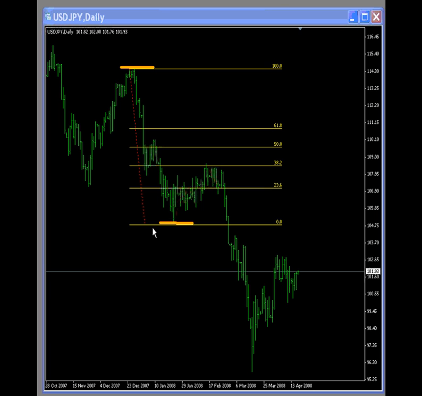If we see here, we plotted it from the top to the bottom of this swing low. We can see the market went right to the 38.2 before reversing and continuing on. Using the Fibonacci tools, you could either use them to place orders to sell right at these areas, or you could use price action to confirm this.